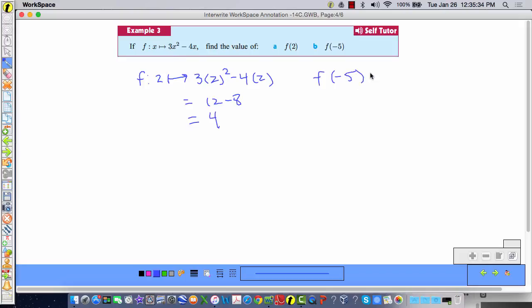F of negative 5 is equal to 3 times negative 5 squared minus 4 times negative 5, which is going to give me 3 times 25, 75 plus 20, which is equal to 95. I breezed through it. Hopefully I didn't make a silly error.